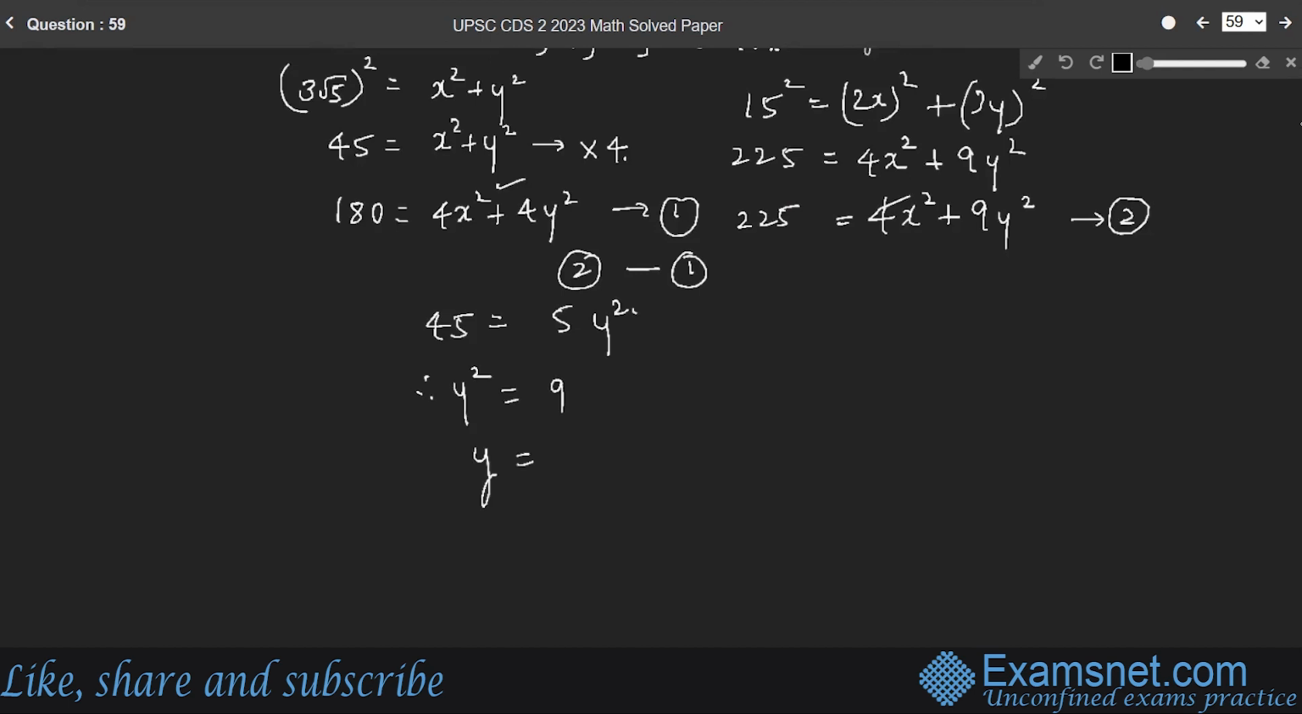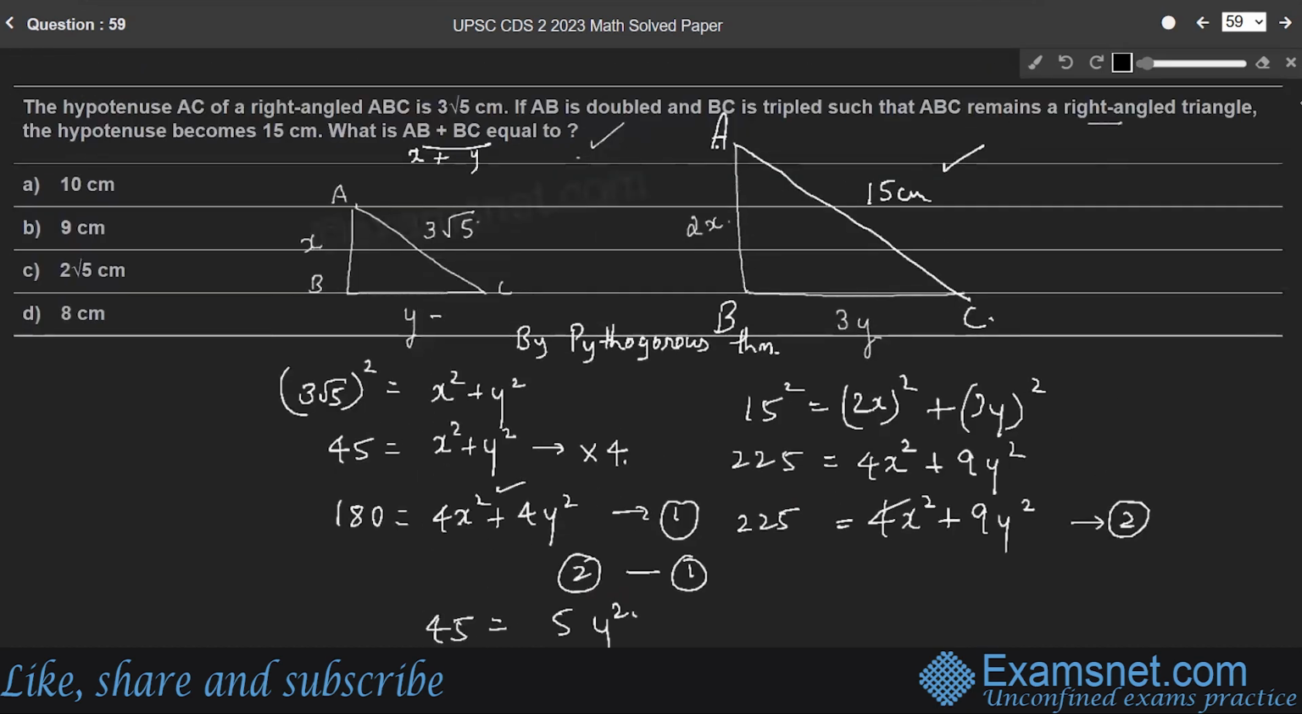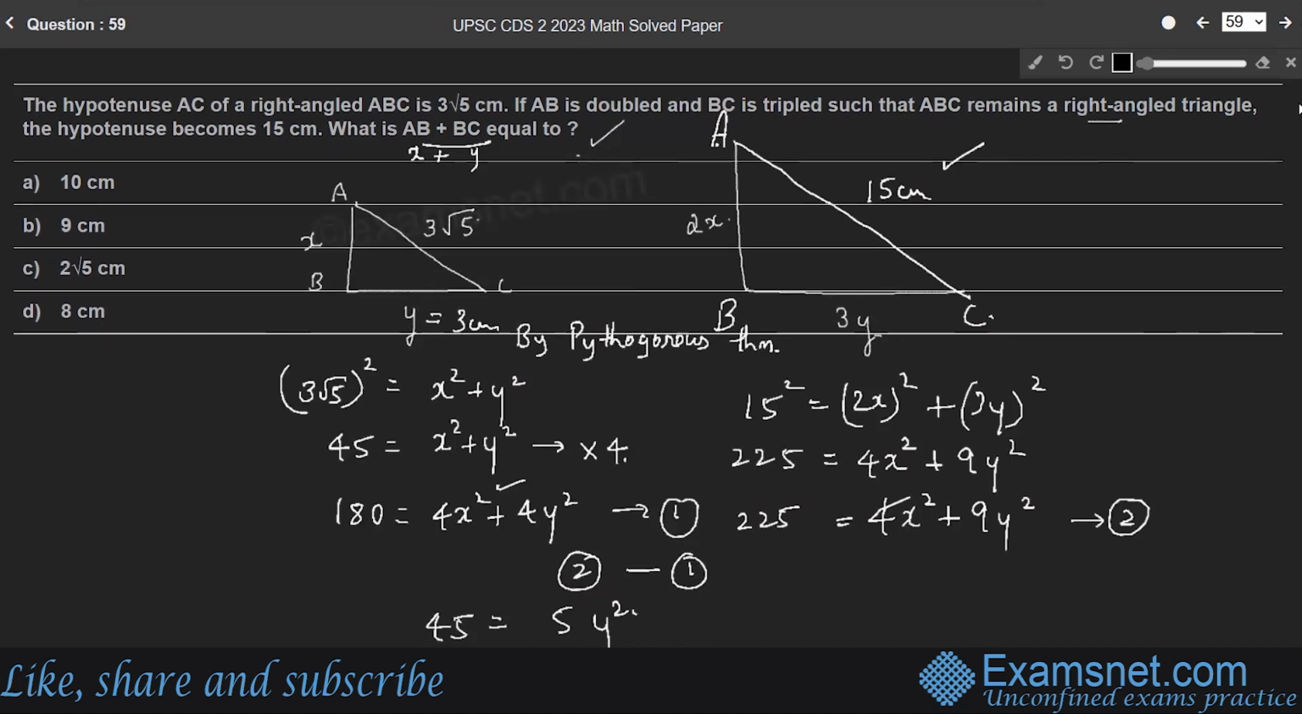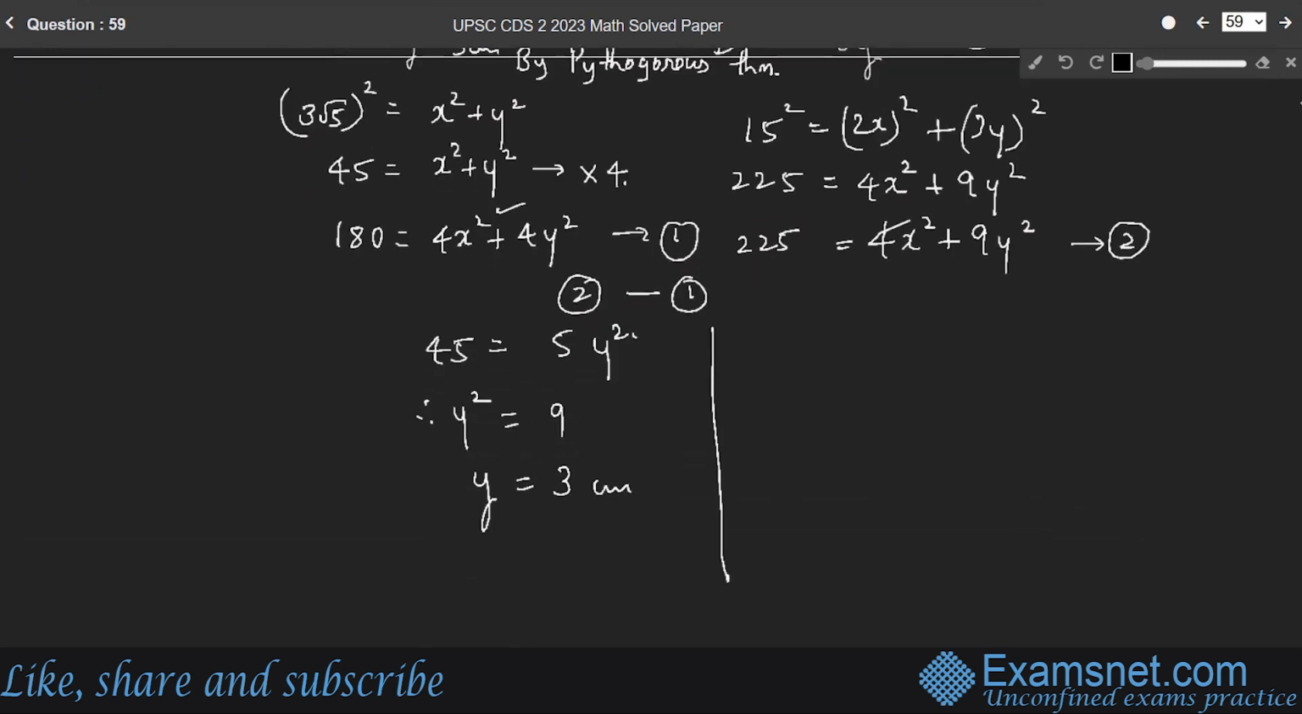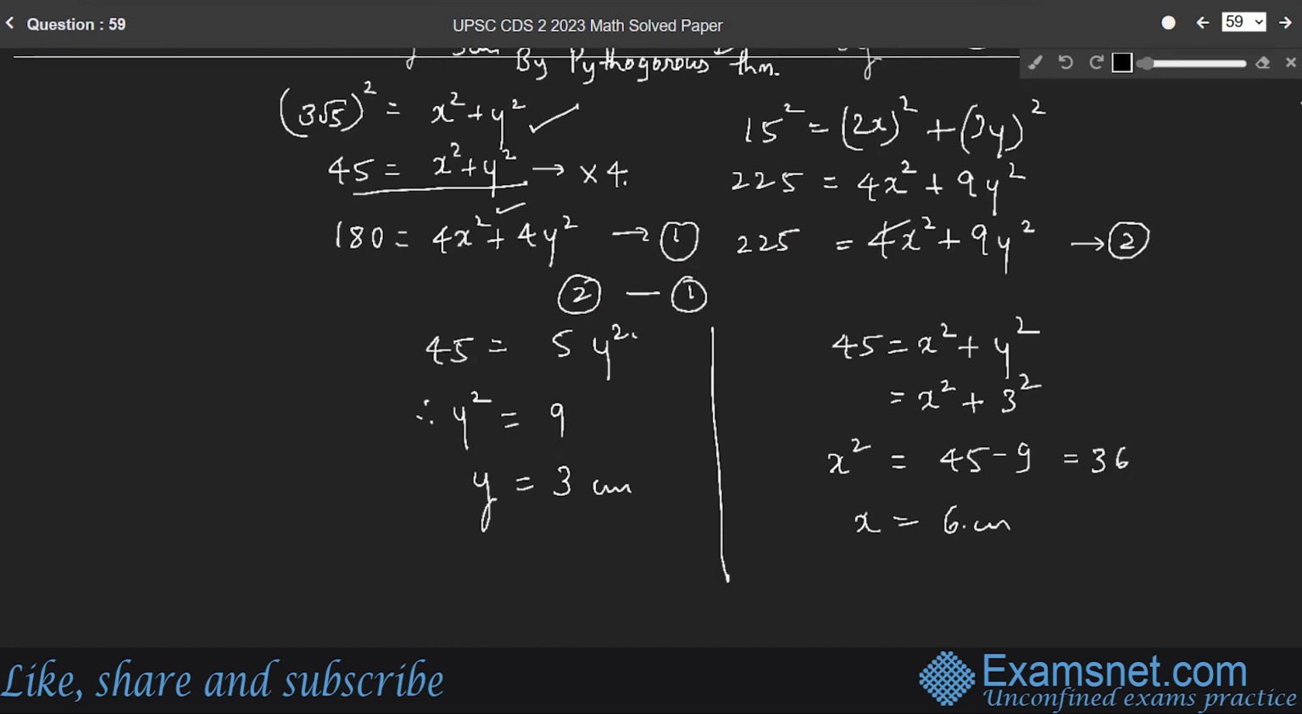So the value of y is the positive value, 3 centimeter. In the original triangle, BC or Y is 3 centimeter. And what about X? Substitute the value of Y in any of the equations. In the original equation, 45 is equal to x square plus y square. So x square is 45 minus 3 square, which is 9, so it is 36. Therefore the value of x is 6.